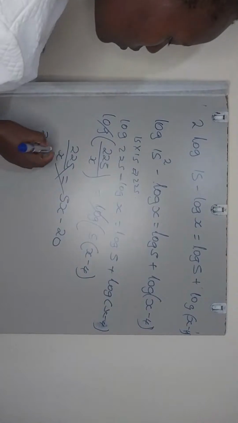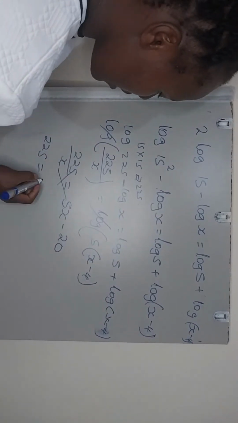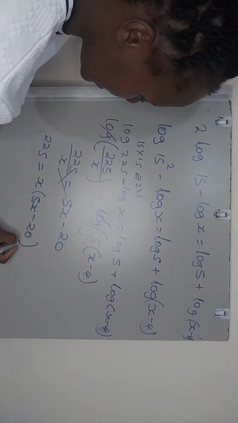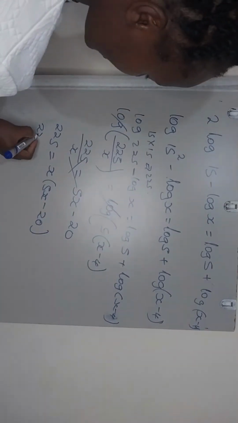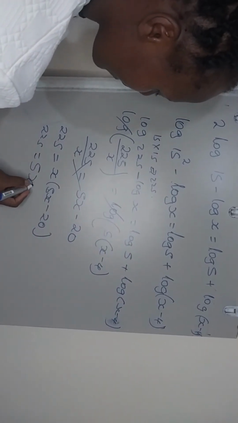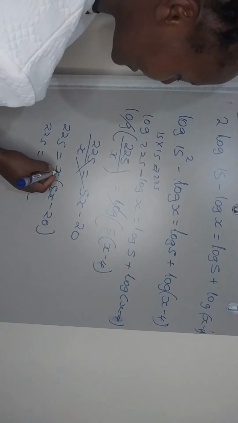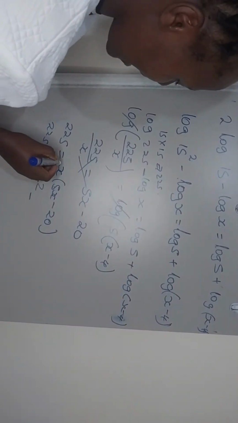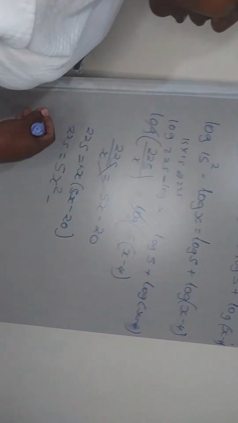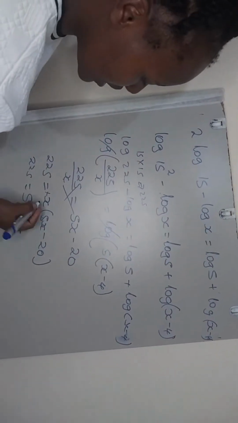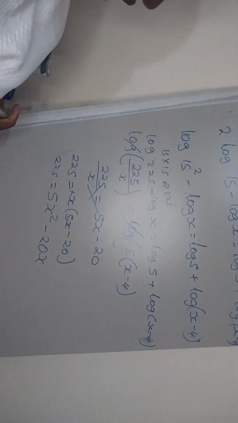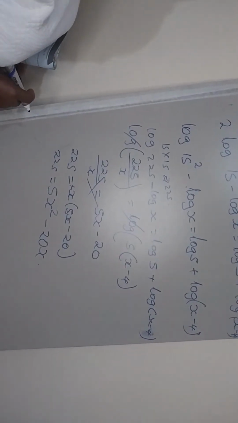225 is equal to x times, let me not assume, 5x minus 20. Good. 225 is equal to x times 5x, which becomes 5x squared minus, why am I putting a minus there? The sign of x is plus. Plus multiplied by minus gives us an overall minus. 20 times x becomes 20x. Now see what they are giving in this format.